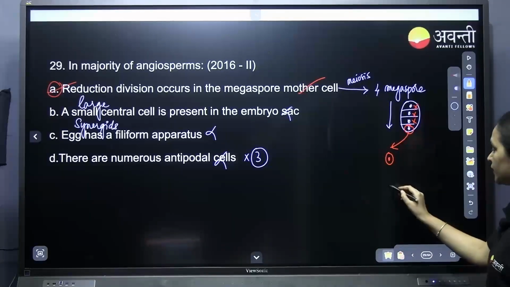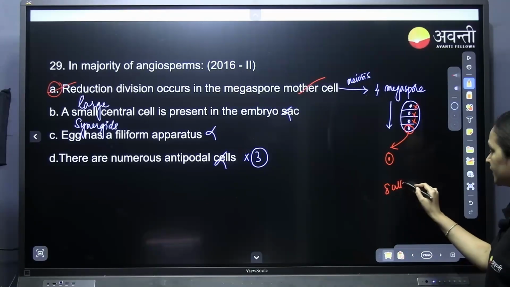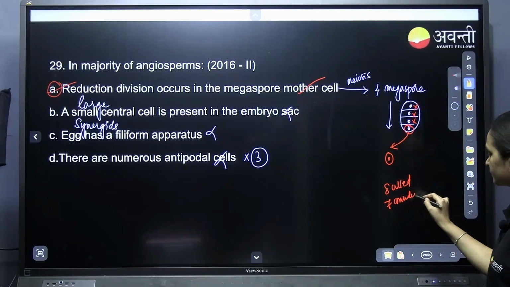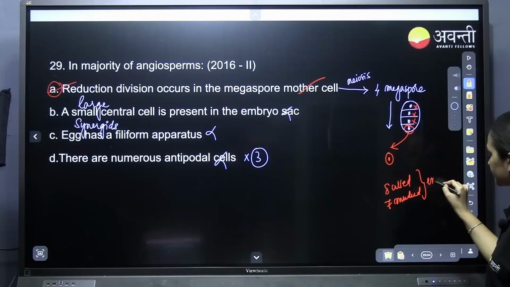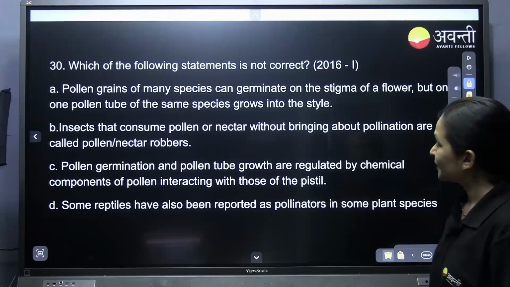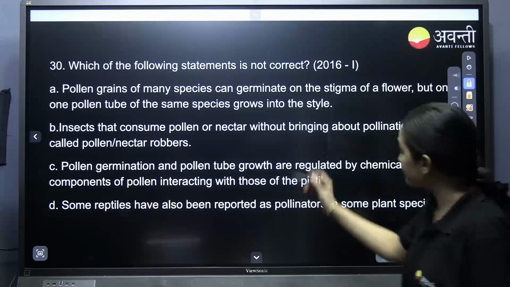Consecutive divisions to make 8 cell, 7 nucleated embryo sac. Which of the following statements is not correct? We need to find the incorrect statement.